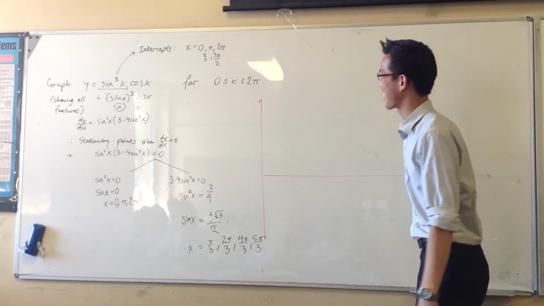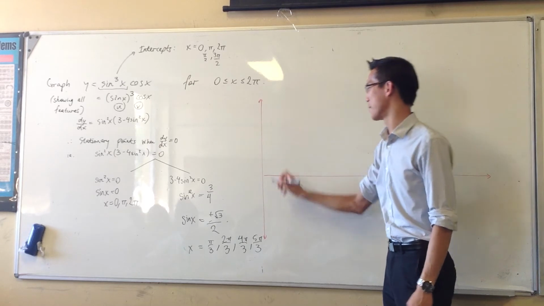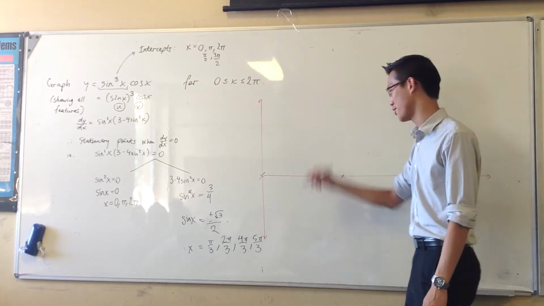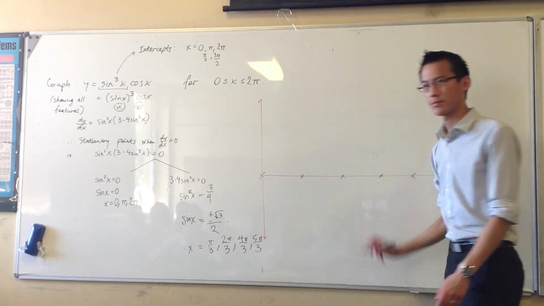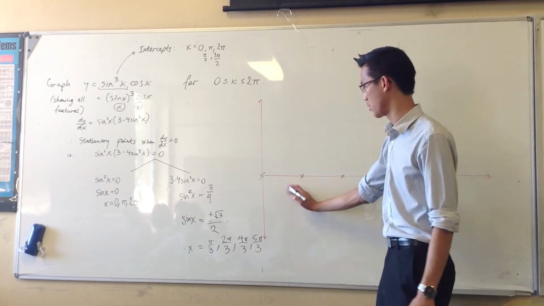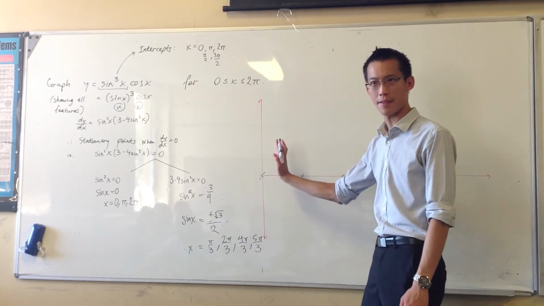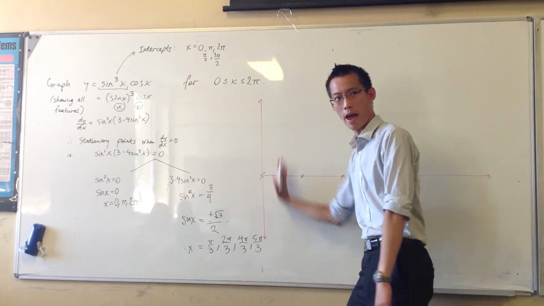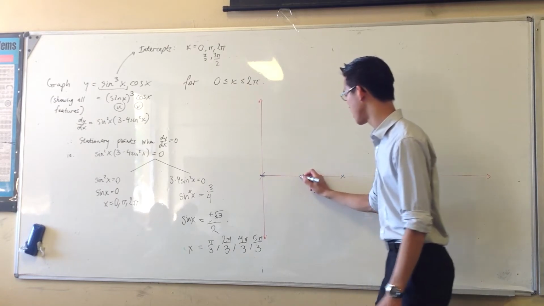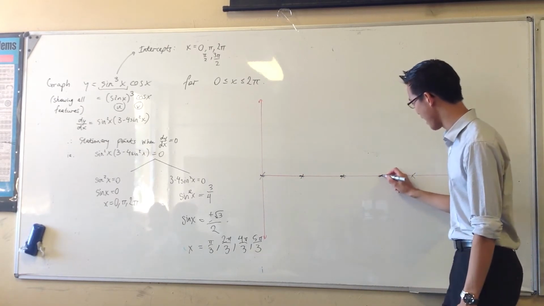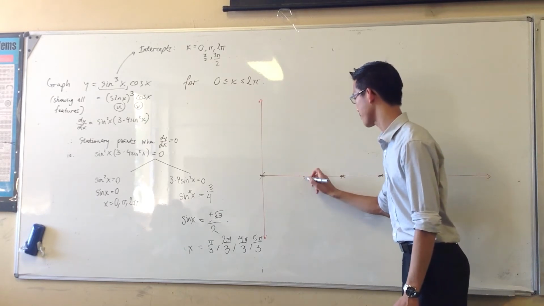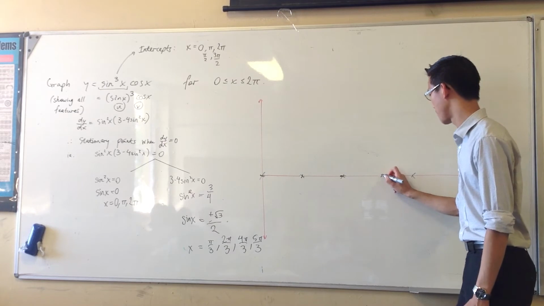I'll graph it for you. Here's my intercepts: 0, pi, 2 pi, with pi on 2 and 3 pi on 2 in between. Now, if that's pi on 2, where's pi on 3 going to be, which is a stationary point? Just a little bit to the left, not halfway, because that would be pi on 4. So I've got a stationary point here, here, here, and here. No, sorry, not all of them. Just 0, not that one. Pi, not that one. And 2 pi.